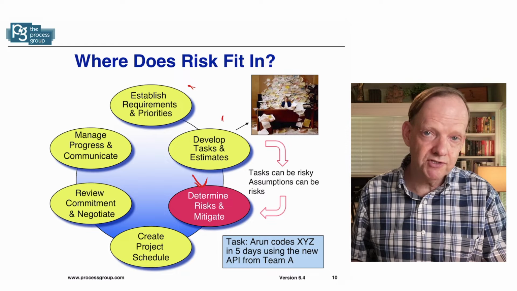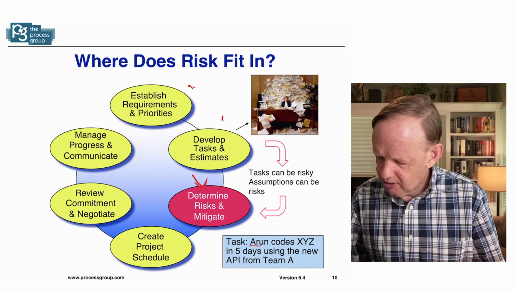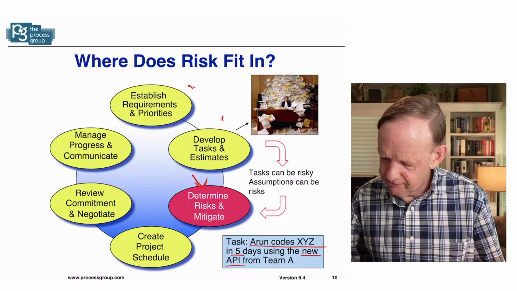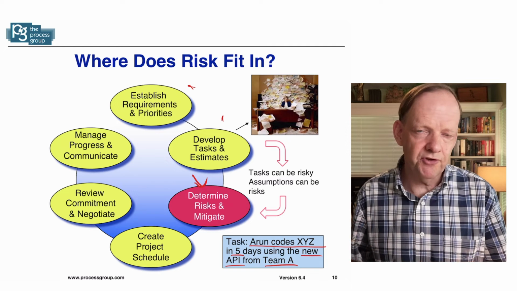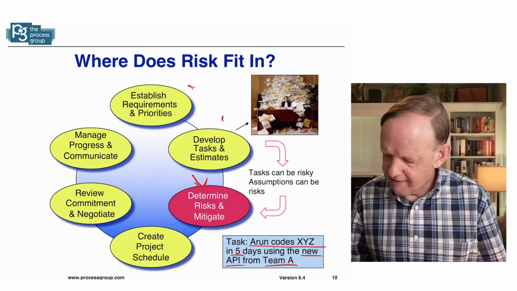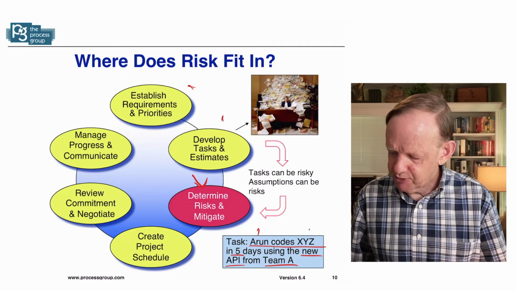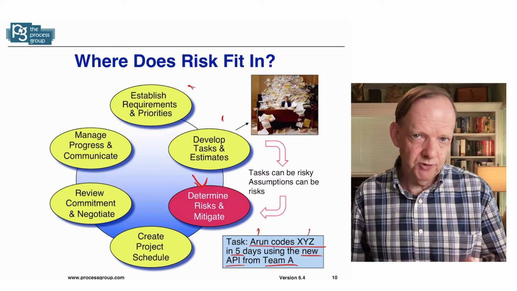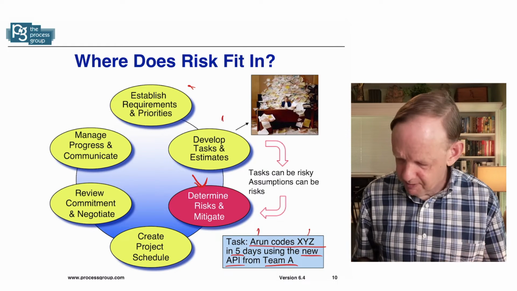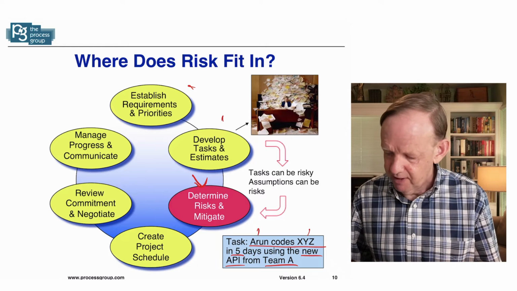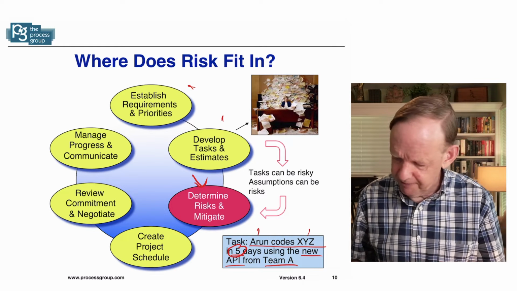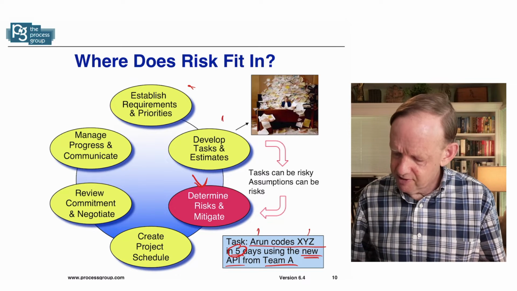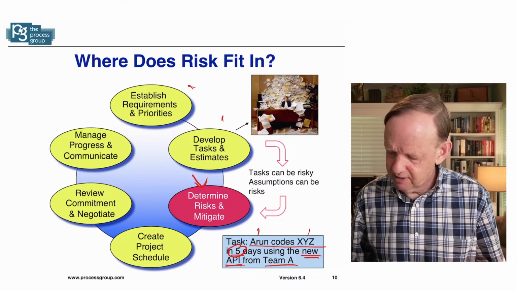Now, if one of the tasks was Aaron codes XYZ in 5 days using a new API from Team A, I think that task would itself show you what could be risky. Aaron could be a risk, okay? XYZ could be a risk. People have never done XYZ before. Brand new, therefore risky. 5 days, like really 5 days for XYZ? No kidding. Okay. New would imply risk. API would imply risk.